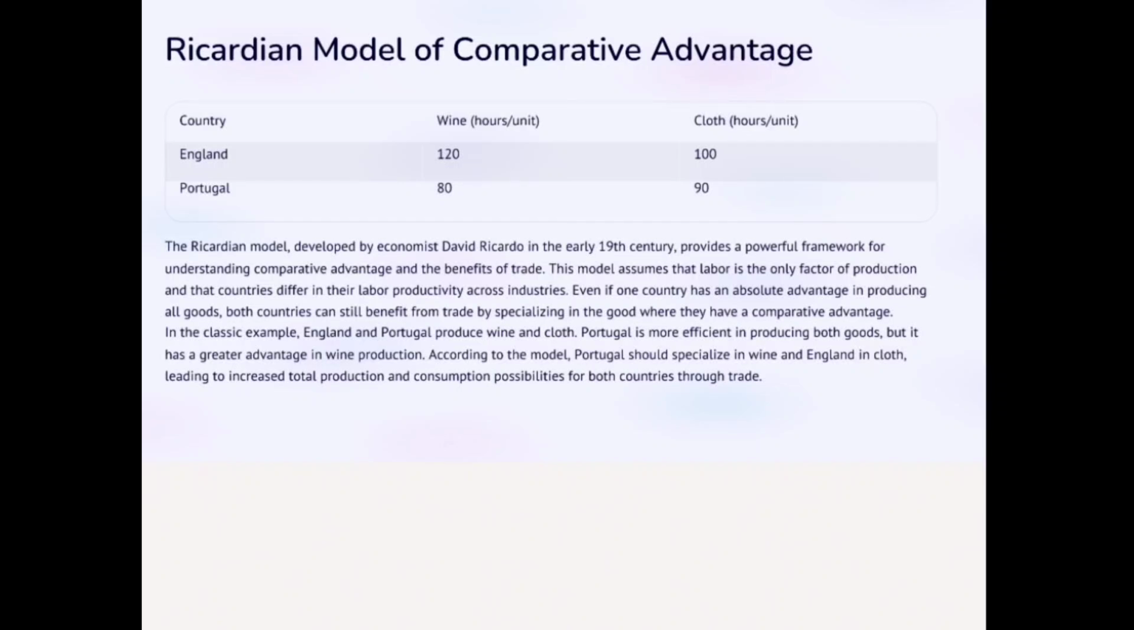In the classic example, England and Portugal produce wine and cloth. Portugal is more efficient in producing both goods, but it has a greater advantage in wine production. According to the model, Portugal should specialize in wine and England in cloth, leading to increased total production and consumption possibilities for both countries through trade.